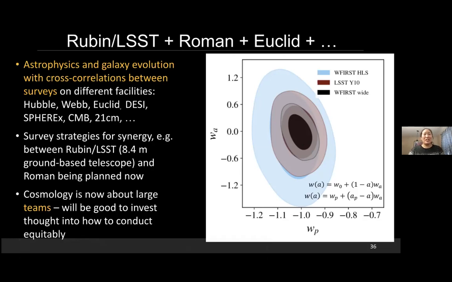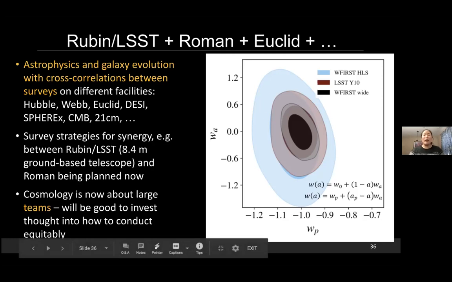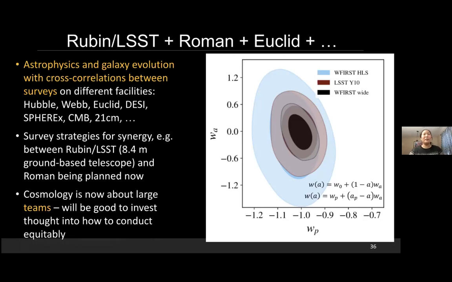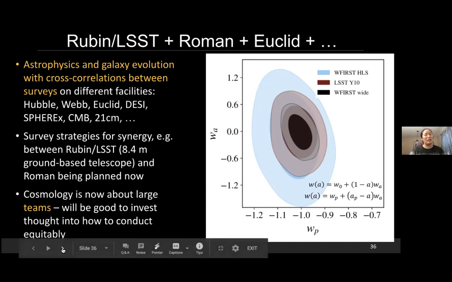There are actually lots and lots of other interesting measurements that we can make and combine from these different experiments. I've really only talked about cosmic shear. So some of what we're talking about now has to do with survey strategies for how to best synergize these different experiments. And the final point I'd like to make is that now we have these really huge teams. So another thing that many of us are thinking about is how to be equitable and good at communication and inclusivity in these large collaborations.